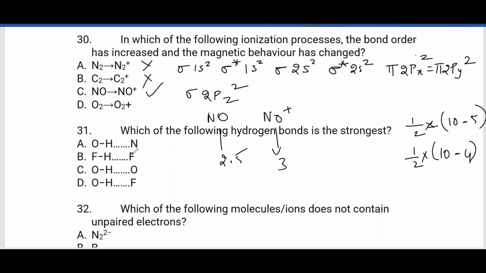Bond order is increasing, and let us check. Previously, there was 1 electron in anti-bonding. So NO molecule is paramagnetic in nature, and NO plus, if you observe, all are paired electrons, and so it is diamagnetic in nature. So this option satisfies both the conditions in which the bond order is increasing and magnetic behavior is also changing. So that is our correct answer.